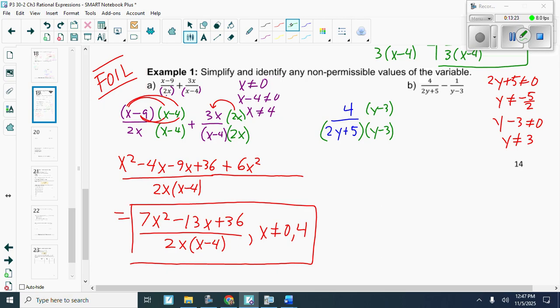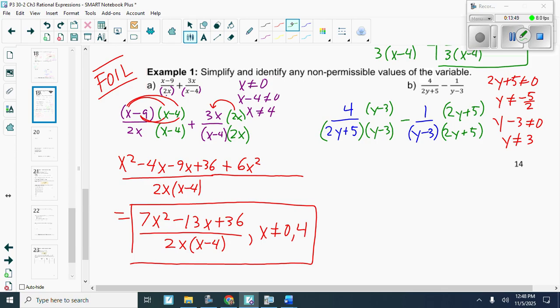And then we're going to subtract. We're going to put brackets around our binomial, and then we're going to multiply by the other denominator, top and bottom: 2y plus 5 and 2y plus 5.